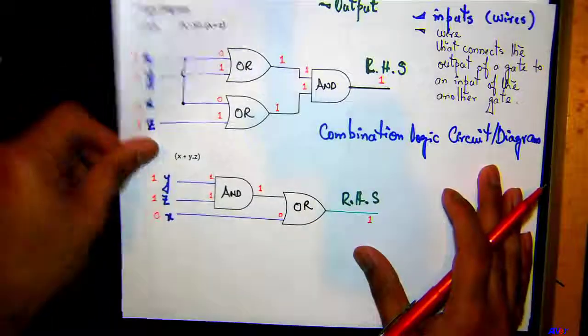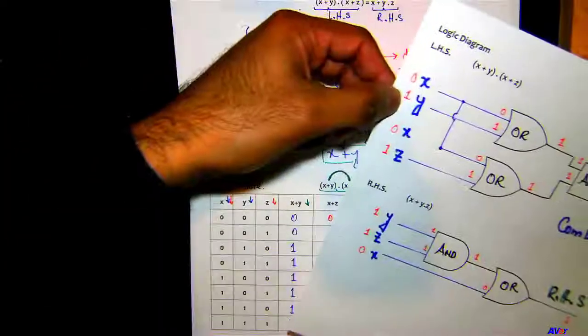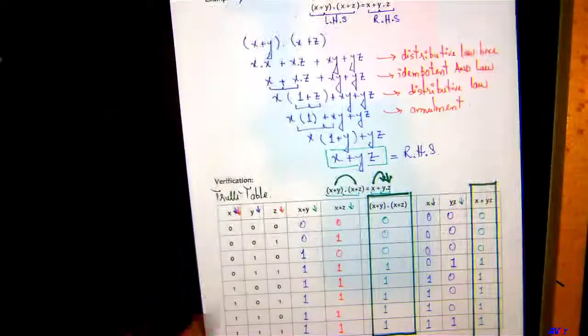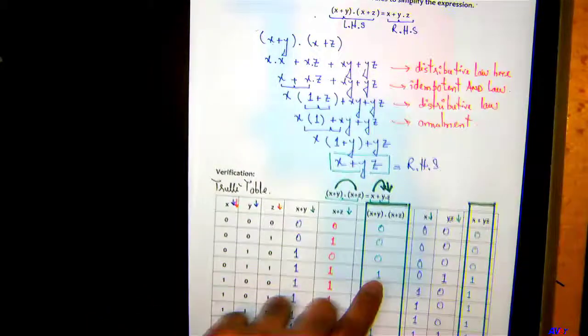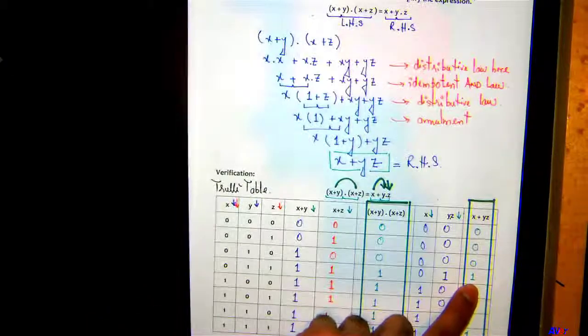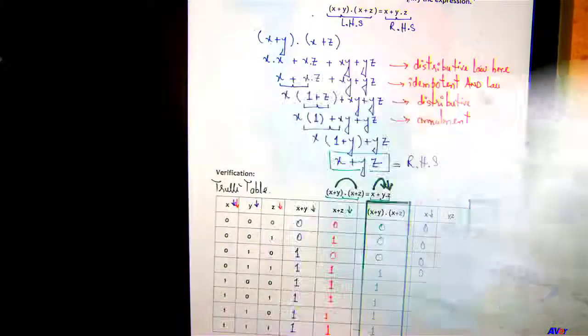Also, if you look back to the truth table, I basically applied 0, 1, 1. X was 0, Y was 1, Z was 1. So 0, 1, 1 also gave me 1 here. And for the right hand side also 1. So we've been able to verify the logic using the circuit diagram plus also the equation and the truth table.